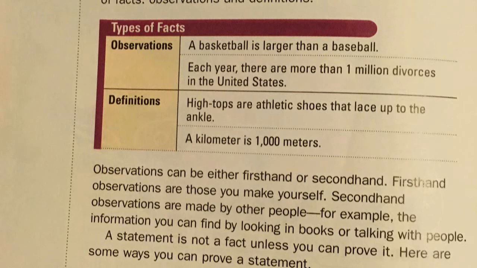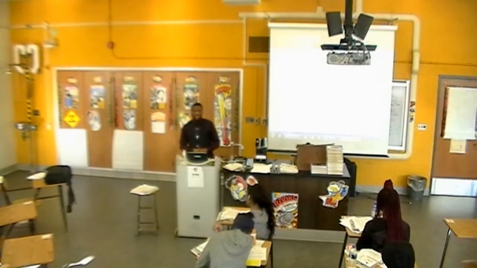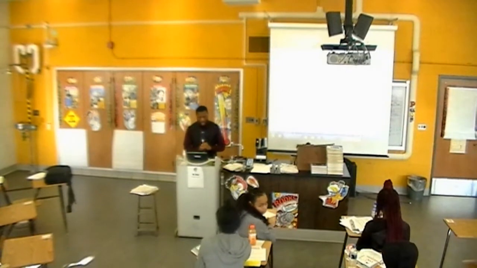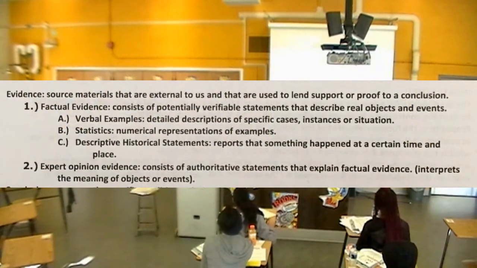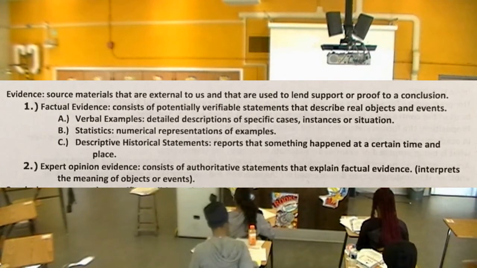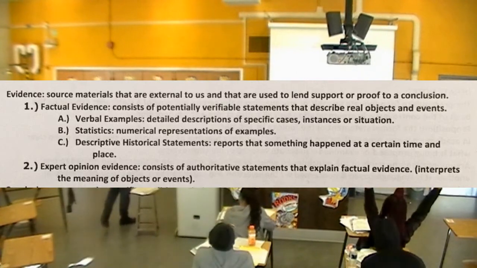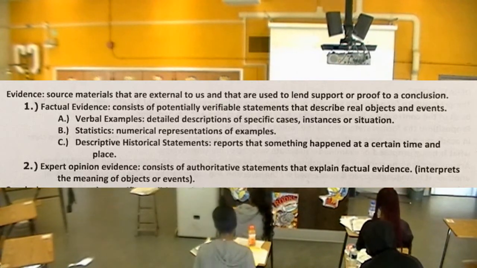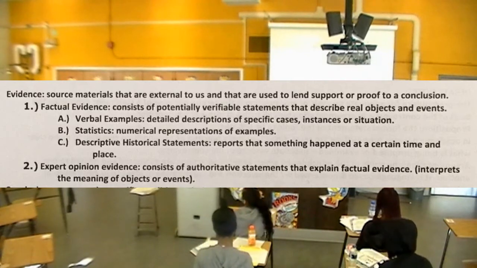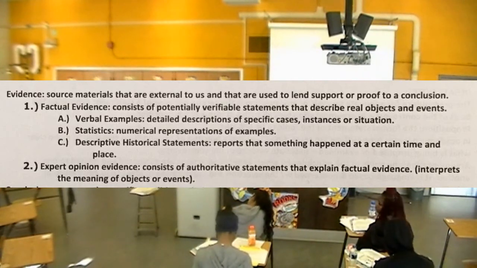Okay, so when we look at the examples on your handout, which one, A, B, or C, do you think is a first-hand observation? Keeping in mind that first-hand observations are those you make yourself. Those are the things that you see and actually experience yourself. You have to actually look at your notes where it says factual evidence at the top. Which one do you think is a first-hand observation?